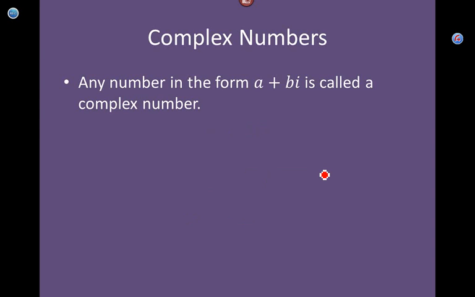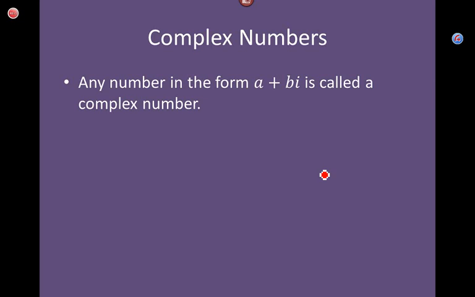Okay, one more definition. So we have real numbers and we have complex numbers. Real numbers are the numbers that you have grown up with: 1, 2, 3, 4, 5, 1/2, 3/4. Pi is a real number. E is a real number. All these things are real numbers.